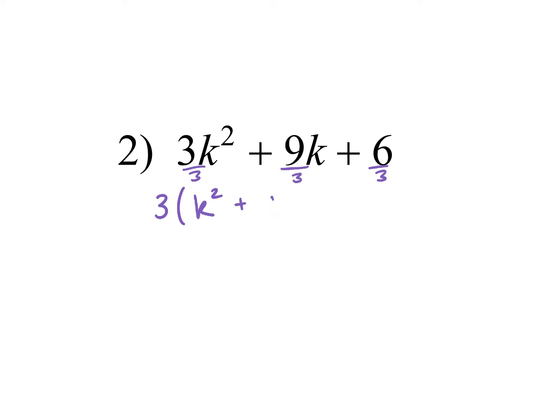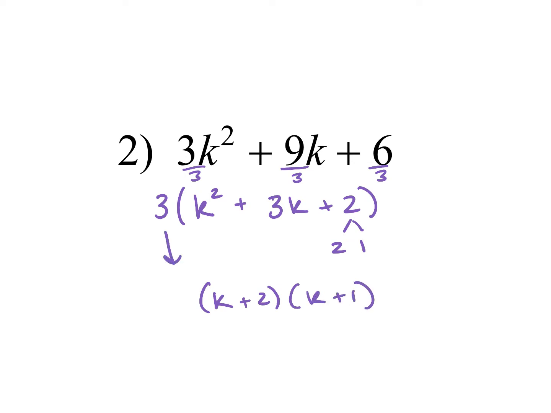What's 9 divided by 3? 3. So I have 3k in the middle. And 6 divided by 3? 2. So now I need to see what are 2 factors of 2 that add to 3? 2 and 1. So I would write it as k plus 2 times k plus 1. And then since I took out that 3, it just needs to go out front.